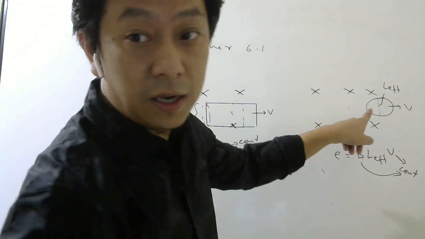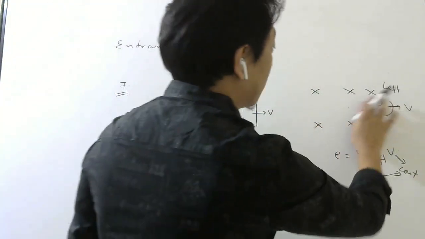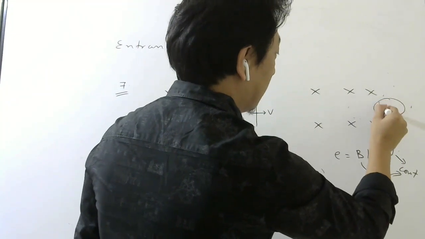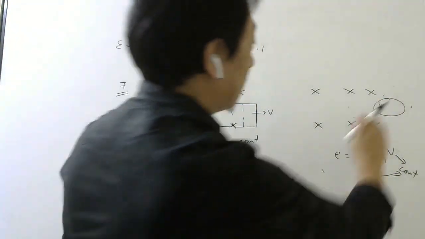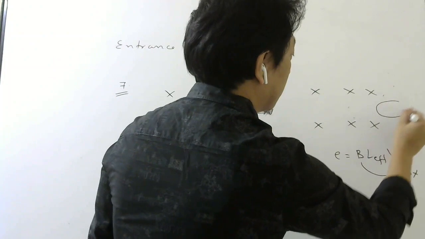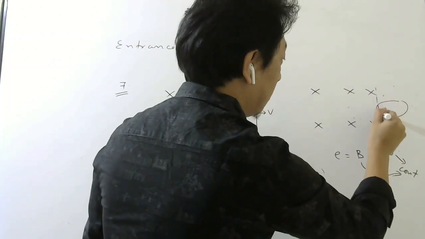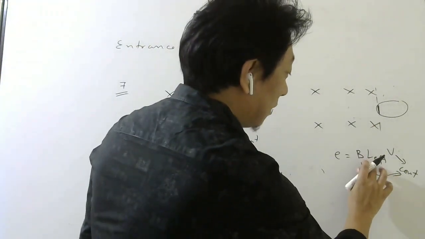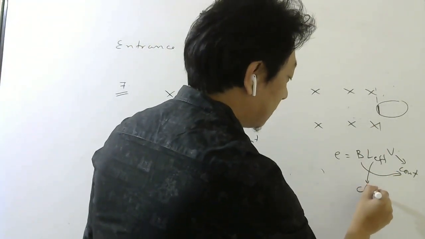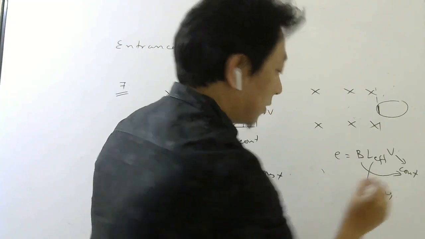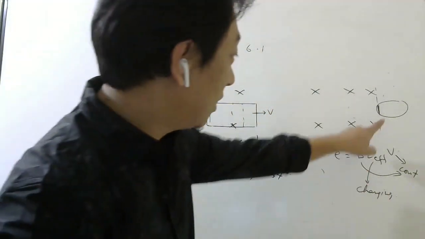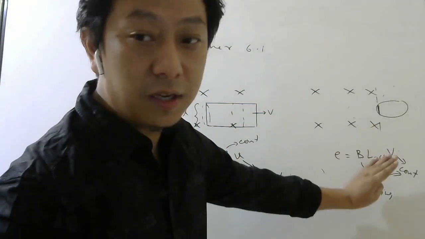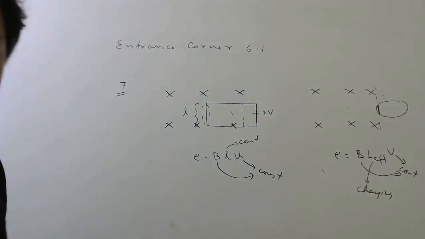But here the L keeps on changing because after some time this loop will look like this. So that time your L effective will be this. Then after some time the loop will look like this. So this will be your L effective. So the L effective is changing here. Since the L effective is changing here, and here it is not changing, here EMF will be constant, here EMF will change. So please try to remember that.